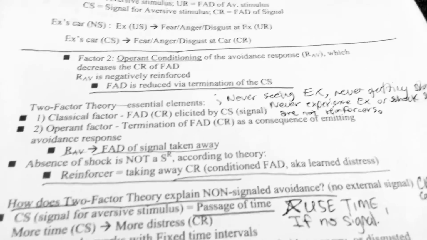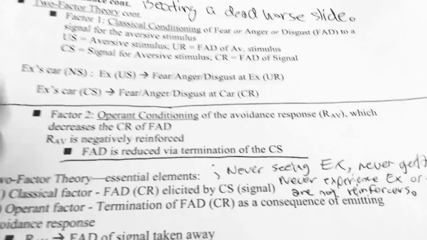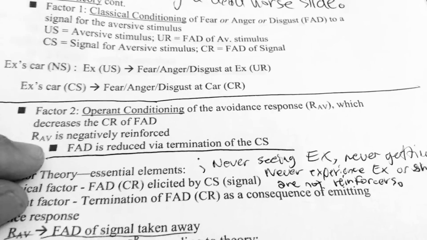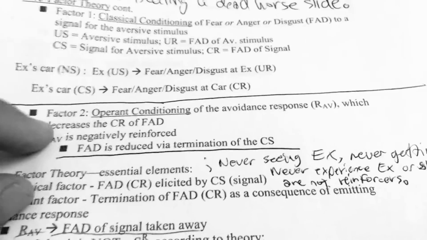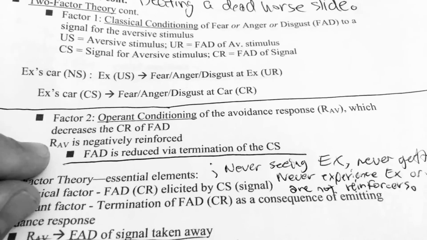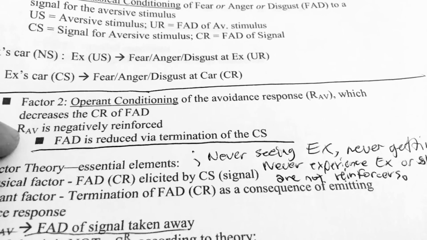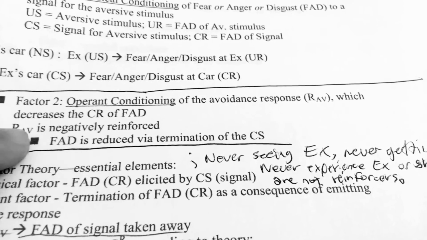Factor 2, operant conditioning of the avoidance response, which decreases the conditioned response. So this is the second factor to you being prepared, correct? So now the RAV is negatively reinforced.